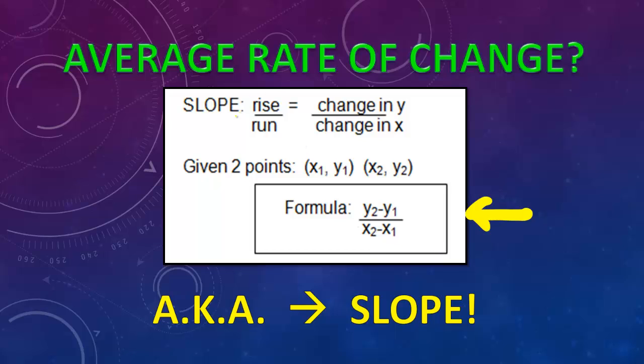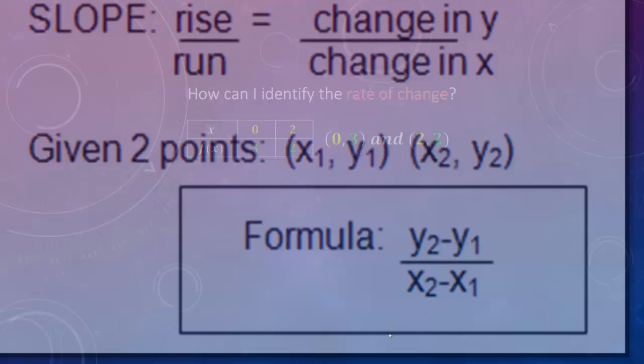All right, so it's basically slope. You've heard me use that term, rise over run. You may have heard that, which is the same thing as a change in y over a change in x. So if you're given 2 points, you just have to subtract your y's and your x's. So remember, y's go on top. Y's on top. All right. And again, this is also known as slope.